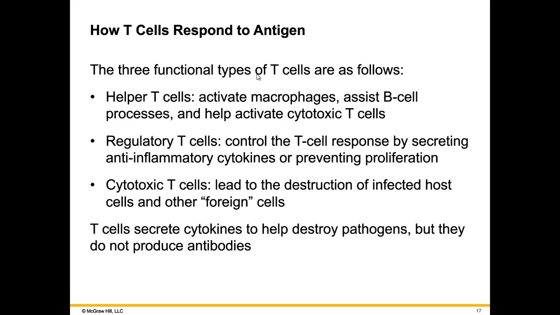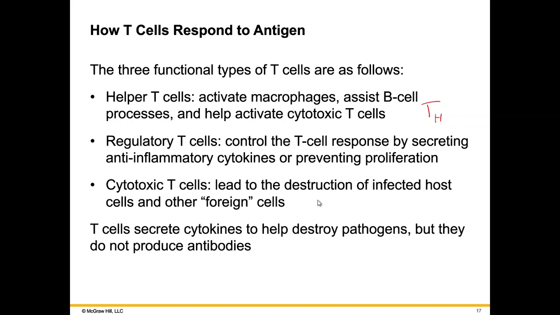When a T cell is challenged with an antigen, it will react differently based on its type. There are 3 main types of T cells. There are others in the text, but these are the ones I want you to know. We've got our T helper cells, often abbreviated as T sub H. These are going to activate macrophages. They'll assist B cells, and they will help activate our cytotoxic T cells, which brings us to the third one on this list, our cytotoxic T cells.